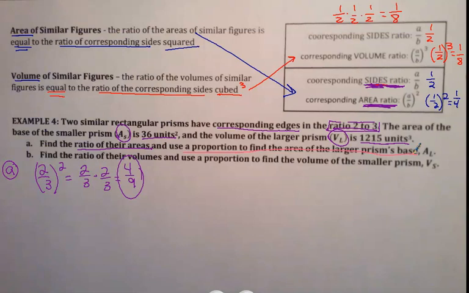Okay, we're going to use 4/9 because that's the ratio of our areas. That's going to be one of the fractions. It's going to equal 36 because we're taking the area of the smaller one. So here's the question: does the 36 go with the 4 or the 9?